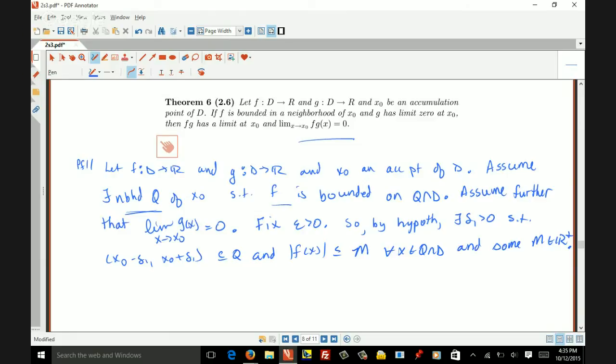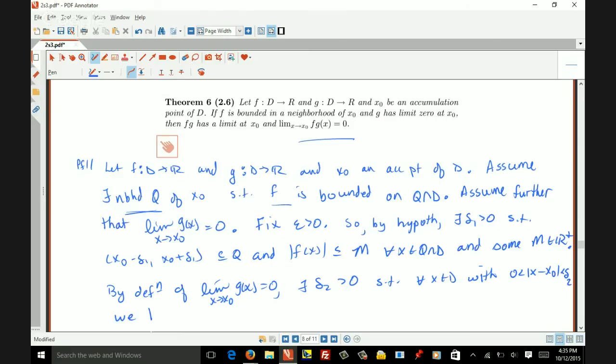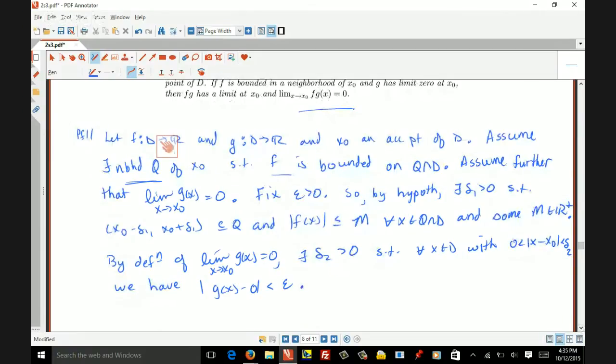Now, the limit of g of x is equal to 0. So by definition of the limit as x goes to x naught, g of x equals 0, I know there exists a delta 2 greater than 0, such that for all x in D with 0 less than absolute value of x minus x naught less than delta 2, we have the absolute value of g of x minus 0 is going to be less than, we'll just call it epsilon. I think I need epsilon over M, but we'll come back and fix it.